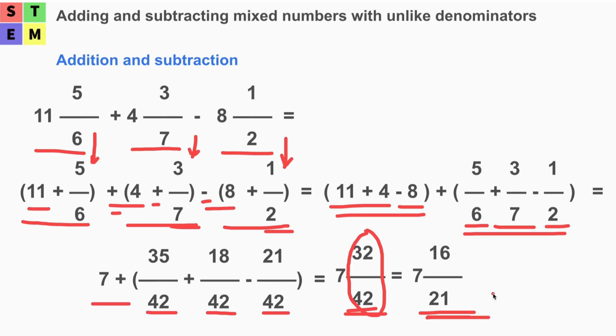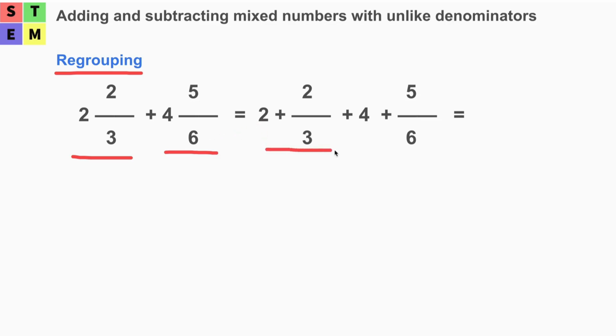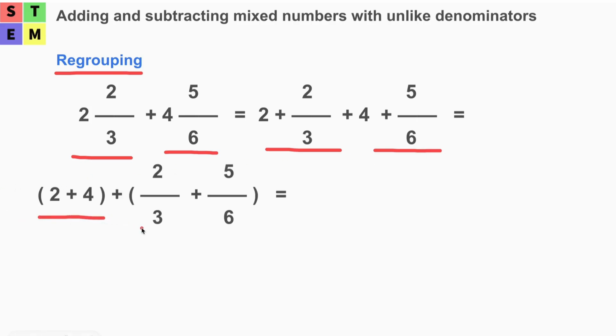Okay, so we are going to take a look at our next example, which is regrouping the numbers. All right, so we have here 2 and 2 over 3 plus 4 and 5 over 6. What we're gonna do? Same, okay. Again, 2 plus 2 over 3 plus 4 plus 5 over 6, right? So again, same. We're gonna switch, do the calculations, okay.